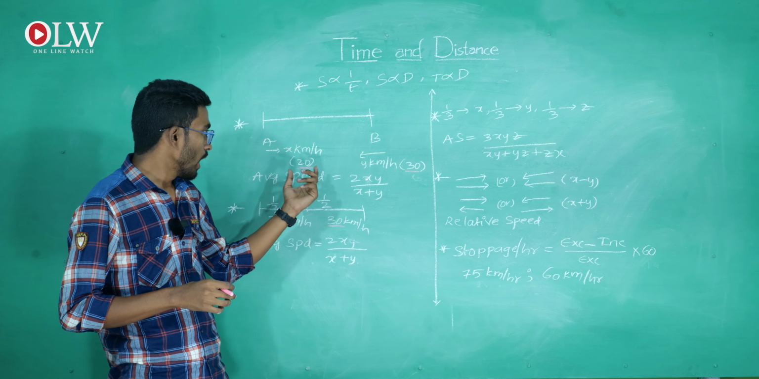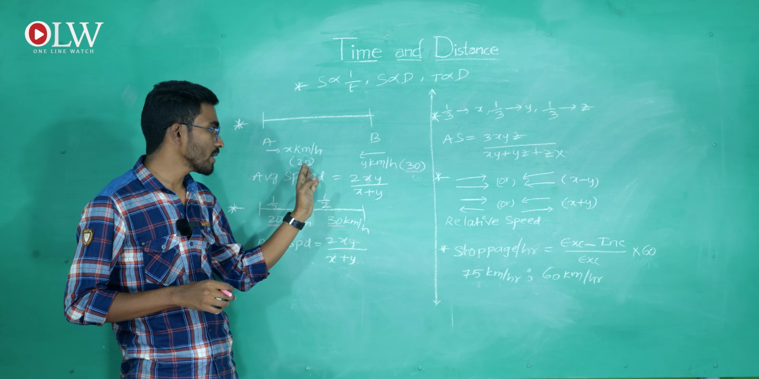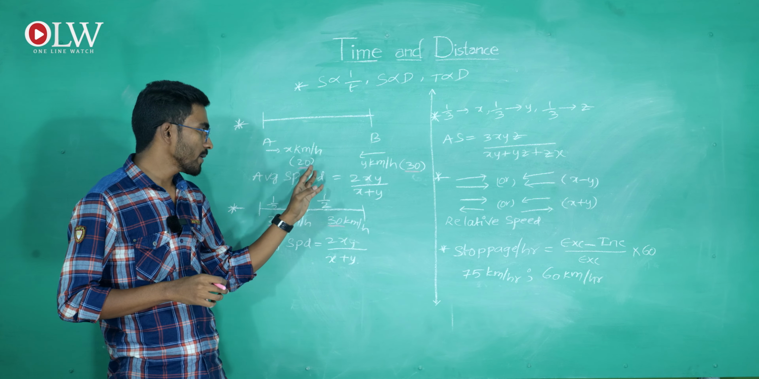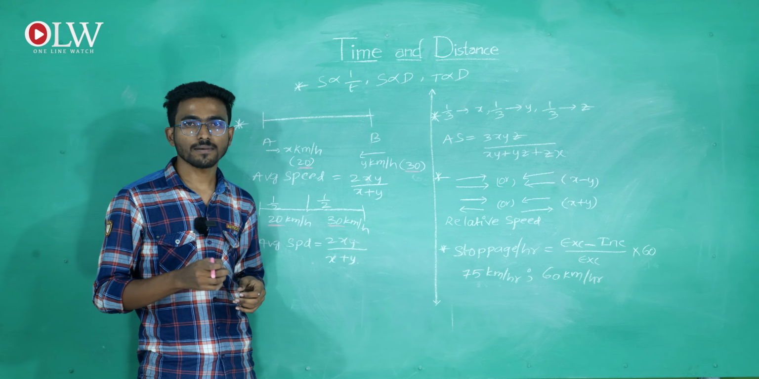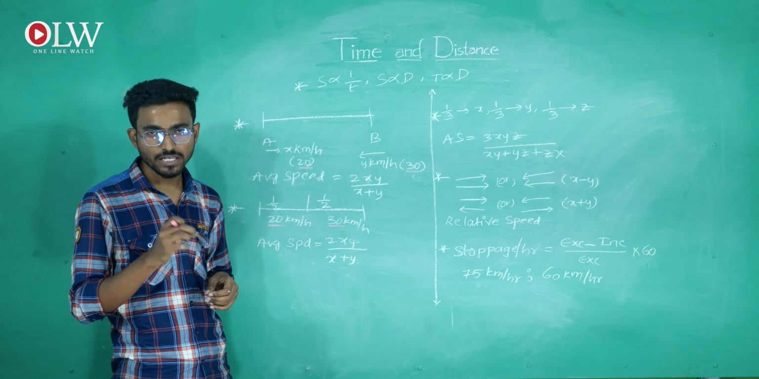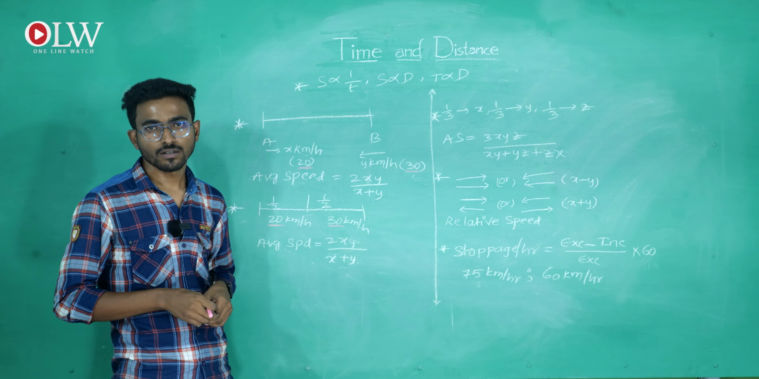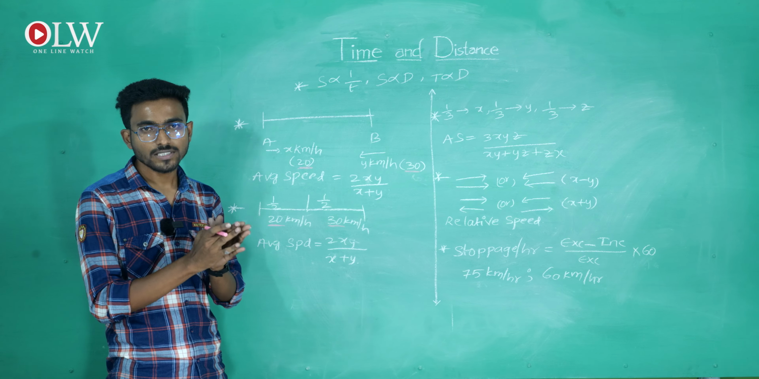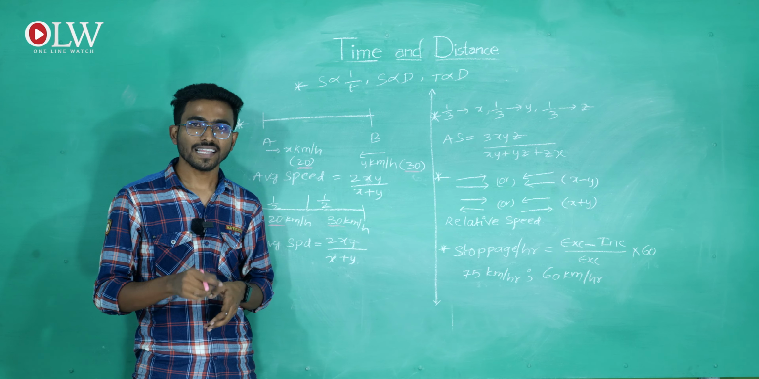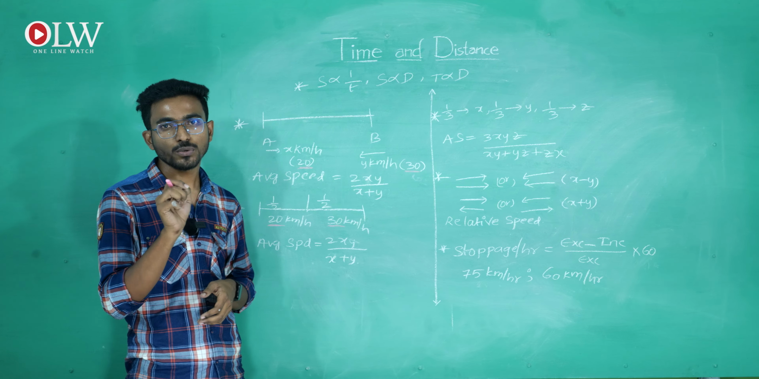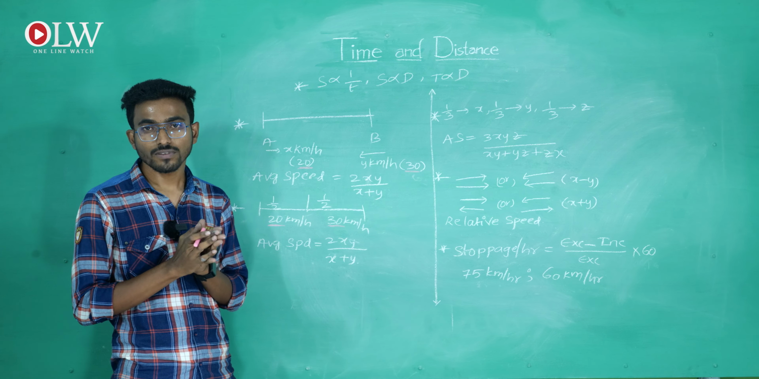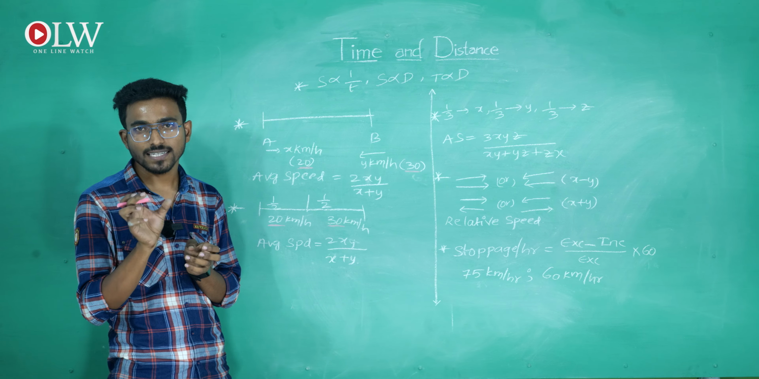So he is going at 20 kilometers per hour and returning at 30 kilometers per hour. Don't depend on these numbers because the numbers may change from one time to another. So focus on the concept. What I am saying is, if a person goes at x kilometers per hour and returns at y kilometers per hour, the average speed should be 2xy by x plus y, if the condition is the same distance.